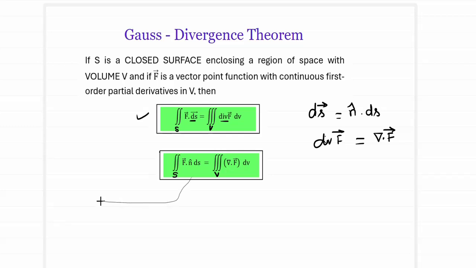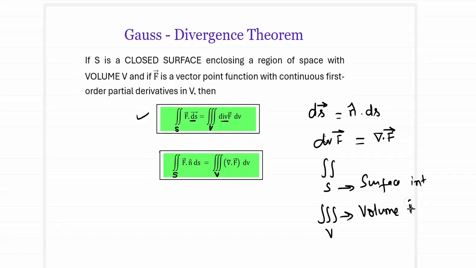What the Gauss divergence theorem actually does is help us connect a surface integral with a volume integral. What we see on the left hand side is the double integral over S, which represents the surface integral. And on the right hand side, we have the triple integral over V, which represents the volume integral. So the theorem brings out a relationship that connects a surface integral with the volume integral.